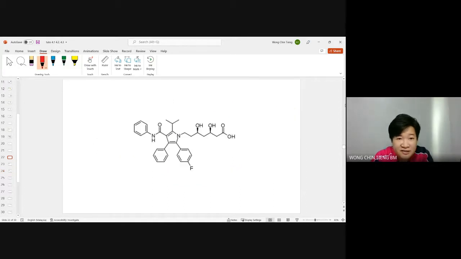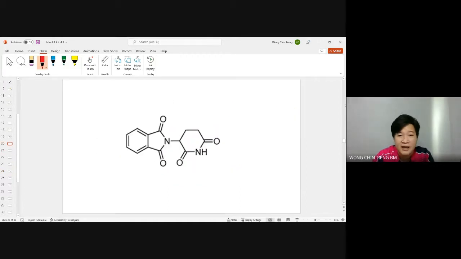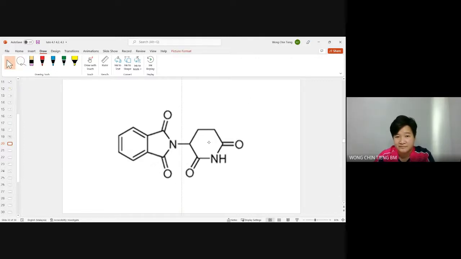Okay? And next, I want to go in a bit using this structure. Oh no. Using this structure, can I ask the carbon? How many carbon that I can classify in here? How many carbon that I can classify in here? Banyak carbon. Tapi adakah semua kita boleh classify?